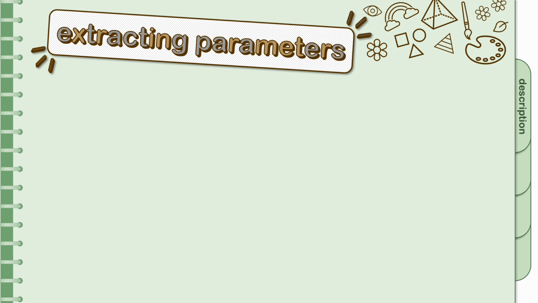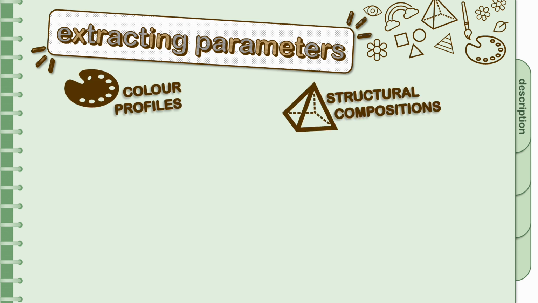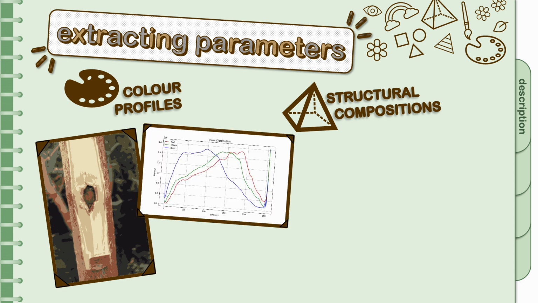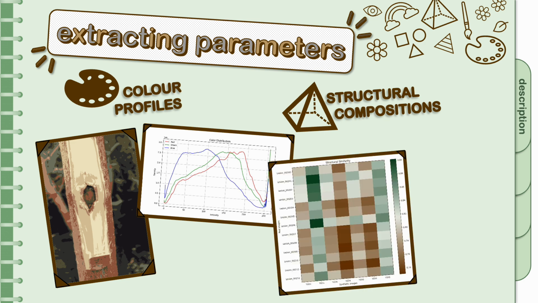We then moved on to extracting the parameters, and these are parameters that we'd use to inform augmentation in the following phase. So for this, we looked at color profiles and we looked at structural compositions. So for color profiles, we looked at color clustered images. So we created color clustered images. We also plotted color distributions. And then for the structural compositions, we looked at the structural similarity indexes and then plotted that as heat maps.